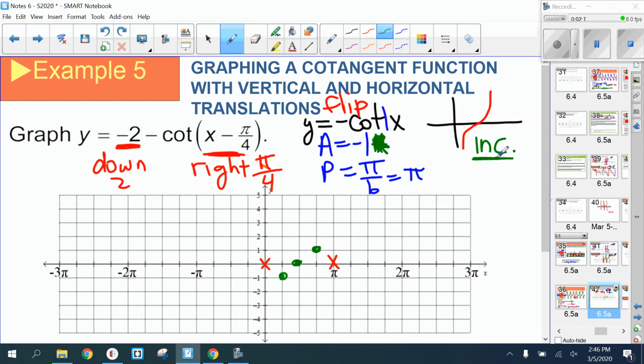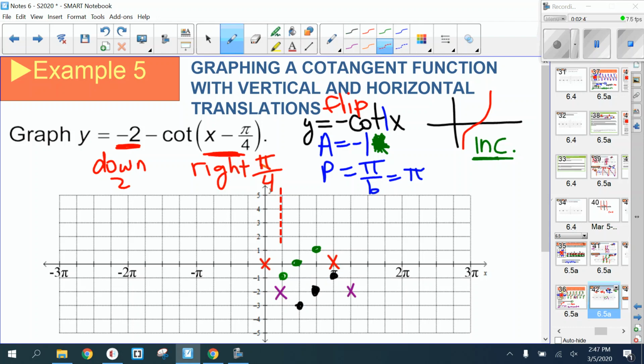So down 2 and right pi over 4. Pi over 4 is like 1 tick mark. So when I say down 2 and right pi over 4, I'm really going right 1. So take your asymptotes, and we're going to go down 2 and right pi over 4. Those are your asymptotes. And then your green dots are going to go down 2 and right pi over 4, and here.